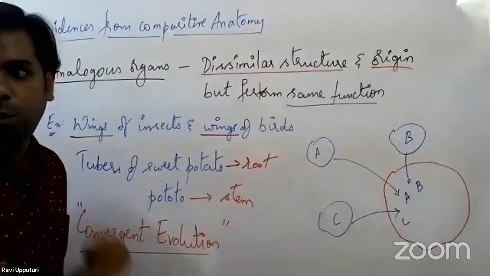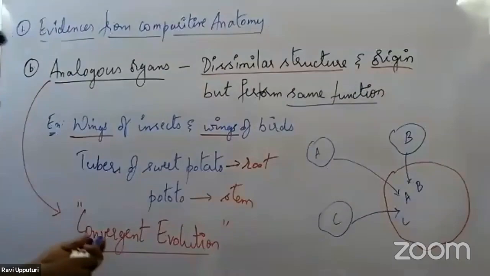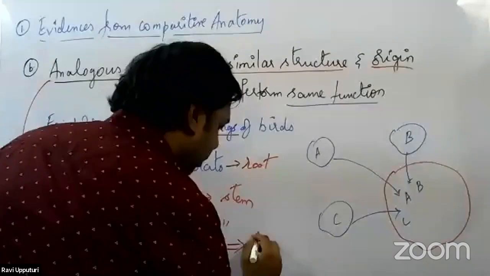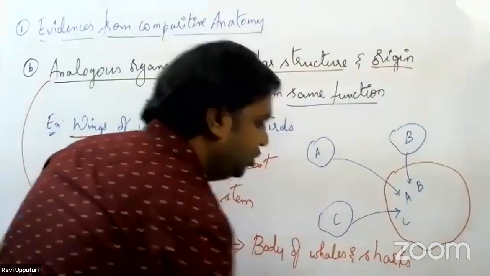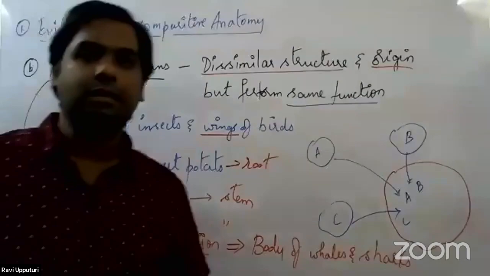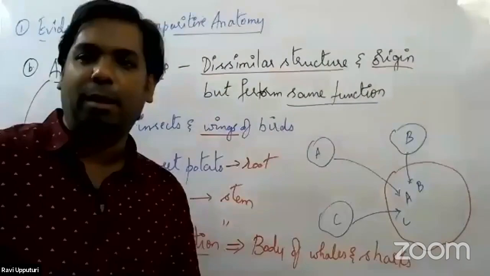Right? So let us take up a couple of examples again for convergent evolution. One of the best examples we can study for convergent evolution is the body of whales and sharks. If you see the body of whales and sharks, they are two different groups of organisms. Shark is a fish, whale is a mammal, but both of them live in the same habitat, that is water.